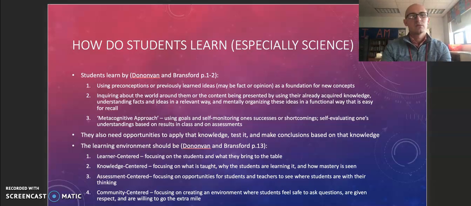The environment needs to be learner-centered. We're focusing on the students and what they know and already bring to the table. Knowledge-centered: what they're being taught, how they are learning it, when and why they are learning it, and how do we know. Assessment, again, focusing on opportunities for students and teachers to see where we are. And then community-centered, a place where students are respected and they feel safe to ask a question.